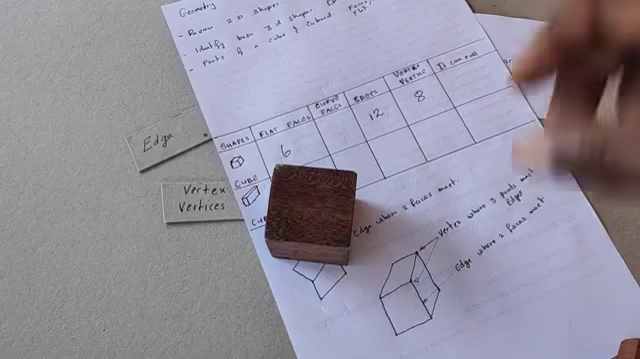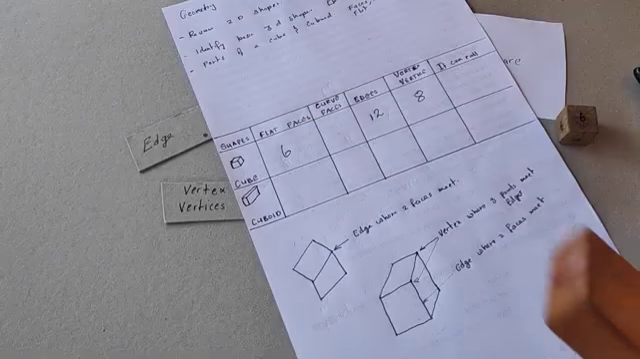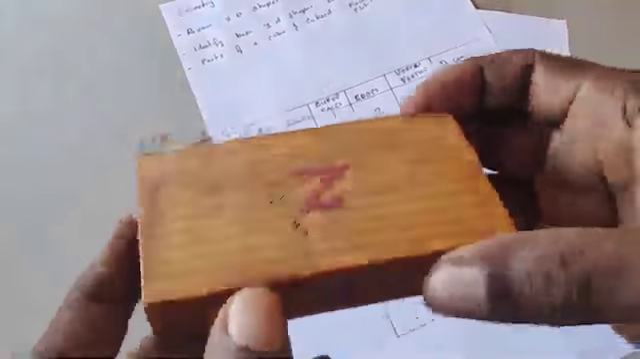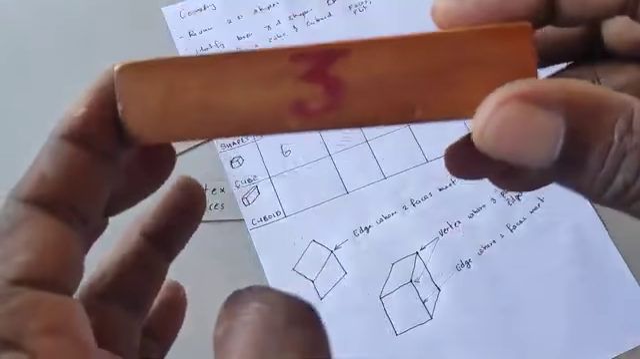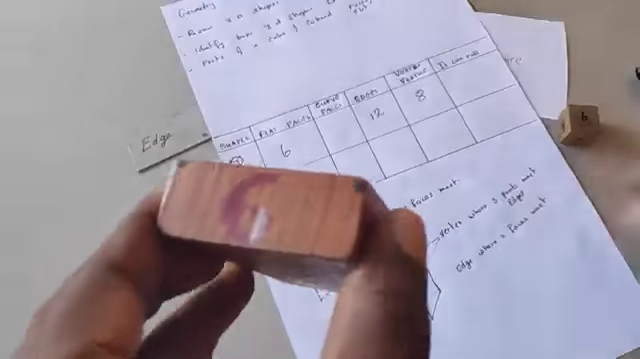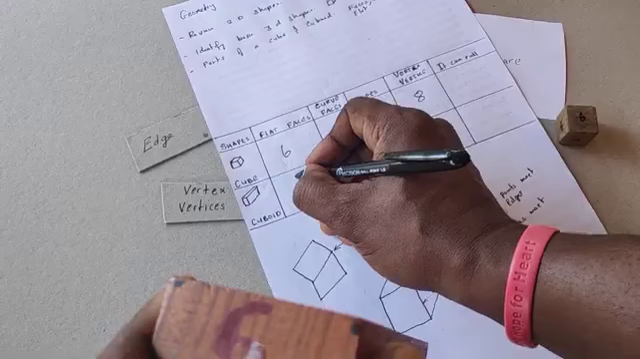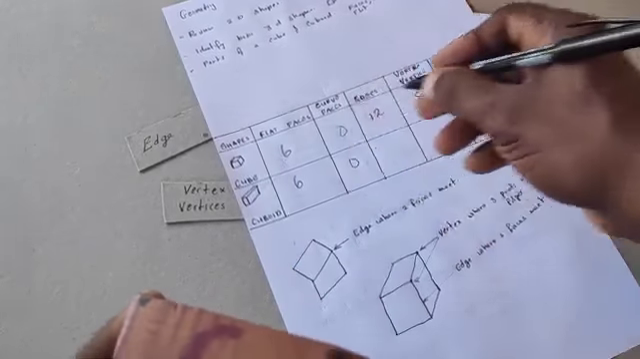Next, we're going to look at the cuboid. First of all, how many faces does it have? Let's count. 1, 2, 3, 4, 5, 6. So it has 6 faces. It doesn't have any curved faces, right?